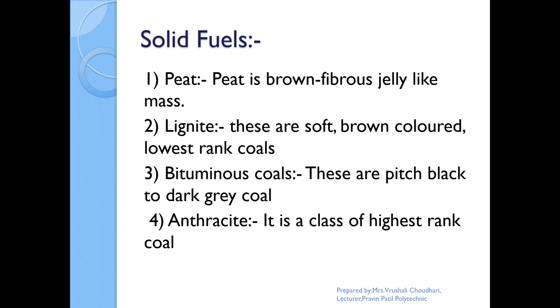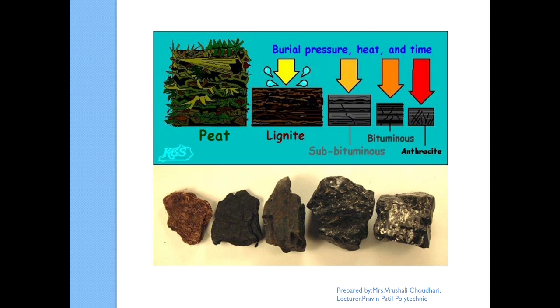What is peat? Peat is a brown fibrous, jelly-like mass. Lignite is soft, brown, lowest rank coal. Bituminous is pitch black to dark grey coal. Anthracite is the highest rank of coal. Among these, anthracite has the maximum percentage of carbon. As it has the maximum carbon, the calorific value of anthracite is also high compared to peat, lignite and bituminous. See how the coal formation takes place.